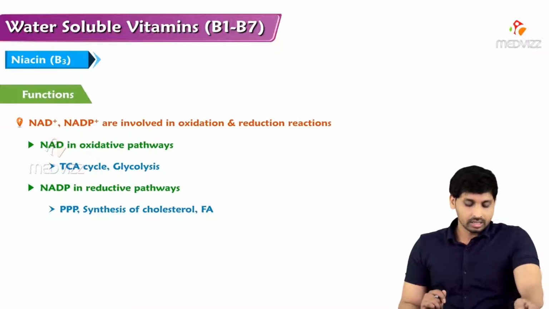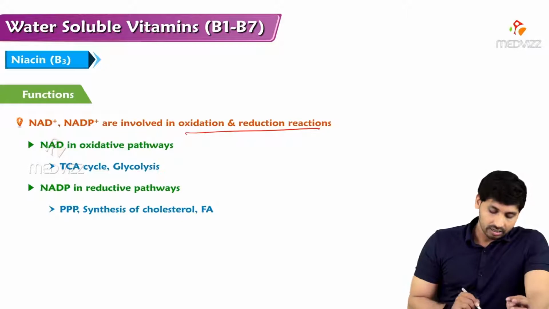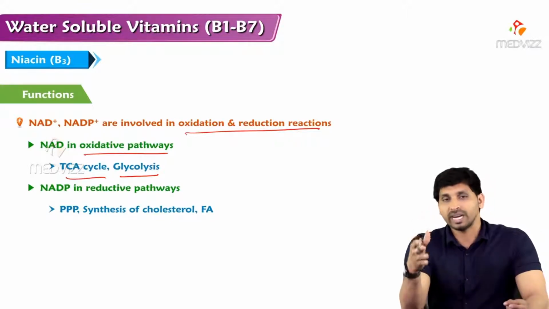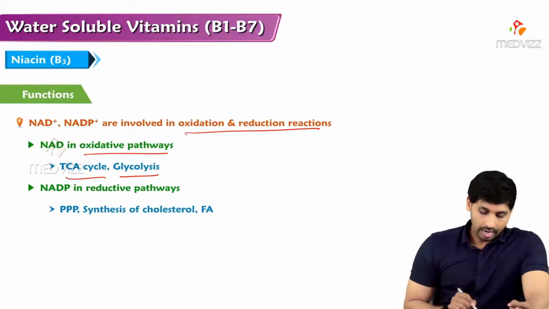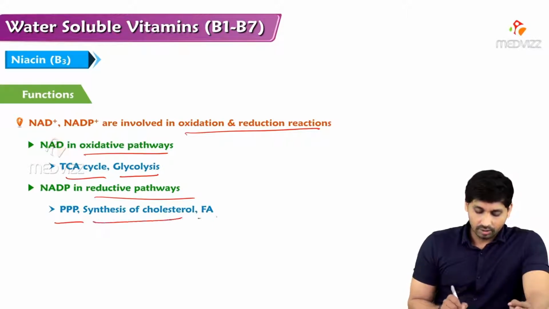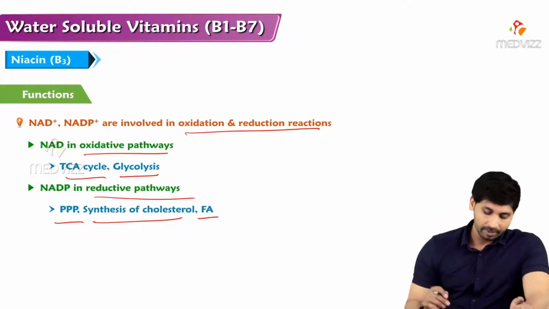Functions: NAD and NADP are involved in oxidation reduction reactions. NAD acts in oxidative pathways such as the TCA cycle and glycolysis, that is oxidation of glucose, breaking down glucose to produce energy. NADP acts in reductive pathways, especially synthesis of cholesterol and fatty acids. So these are the pathways where NADP is useful.